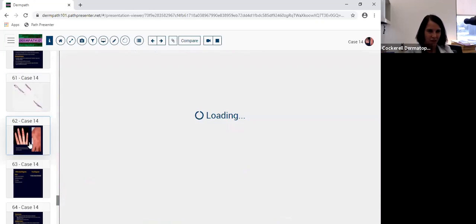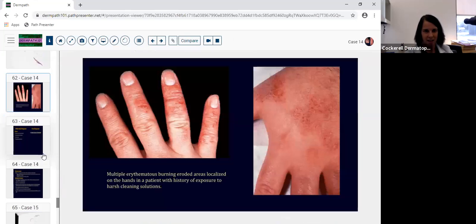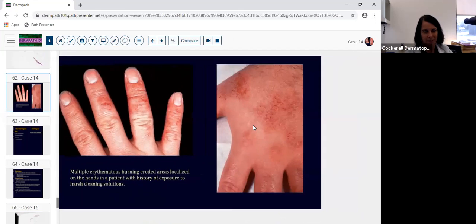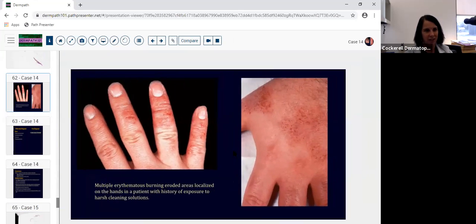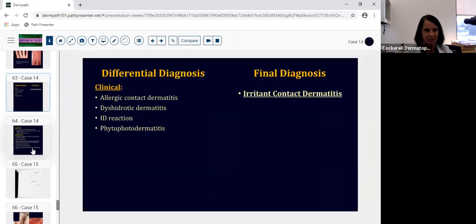So let's look at the clinical. We've exhausted that slide. Multiple erythematous burning eroded areas localized in the hand in a patient with a history of exposure to harsh cleaning solutions. Wow, if you have that history and then you have that biopsy, I think you can call this an irritant contact dermatitis. I mean, that history is so nice and beautiful. So it was an irritant contact dermatitis.